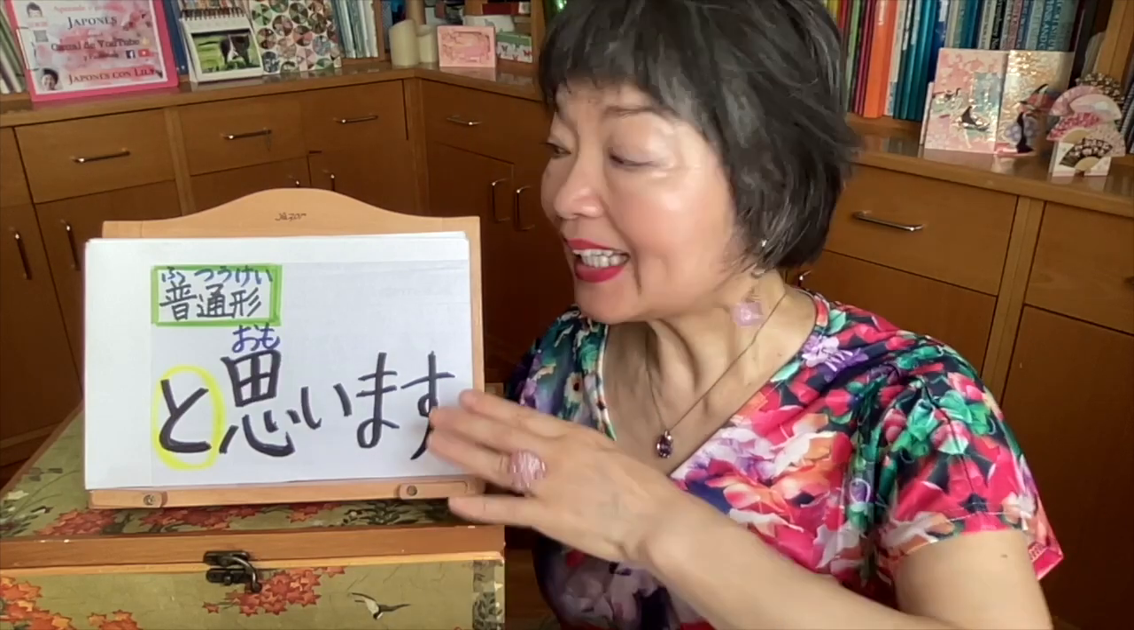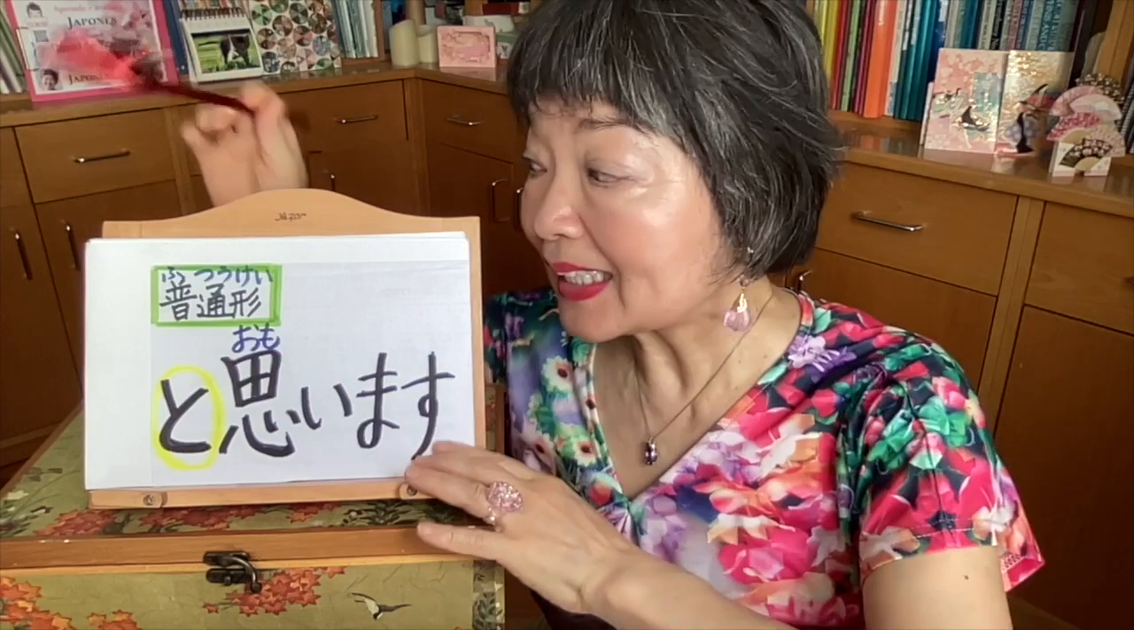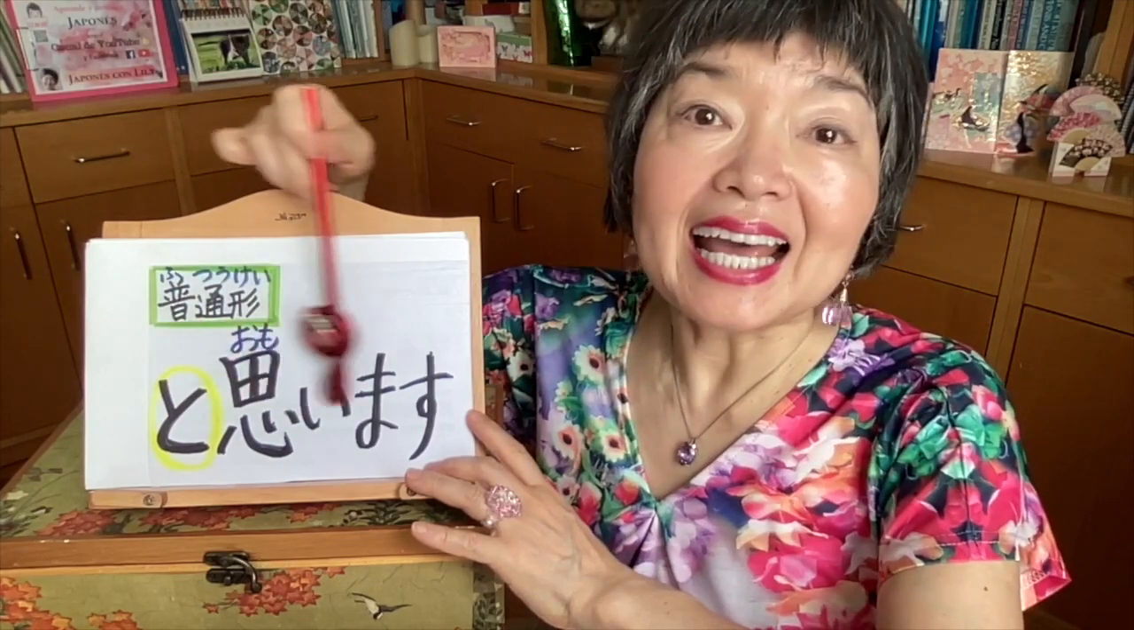I think it will rain in the early evening. The sentence order is different between English and Japanese. It means you say I think something, but we say something と思います, something, then I think. So this order, the difference, is very important to know.